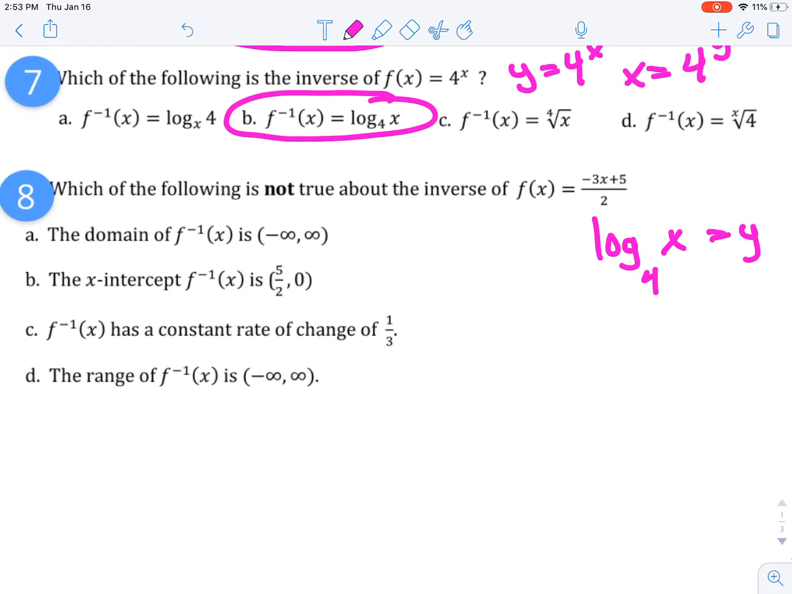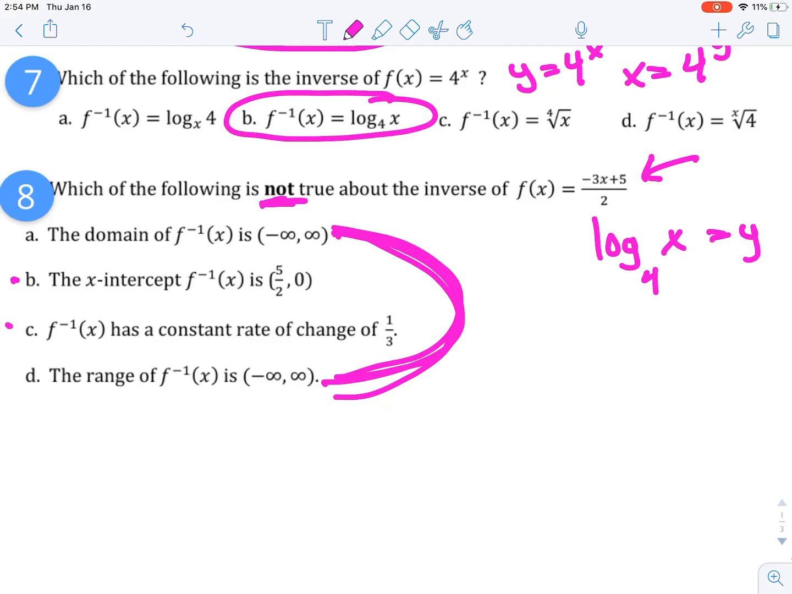Which of the following is not true about the inverse of the function? Okay. So I just know that the domain and the range of a function are flipped. I can tell just from doing this a lot that this one right here, I know the domain and range is infinity, -infinity because it's linear. I can plug anything into it. So the domain and range would be flipped, would still be -infinity to infinity. So both of these have to be okay. And then I'm down to these two.